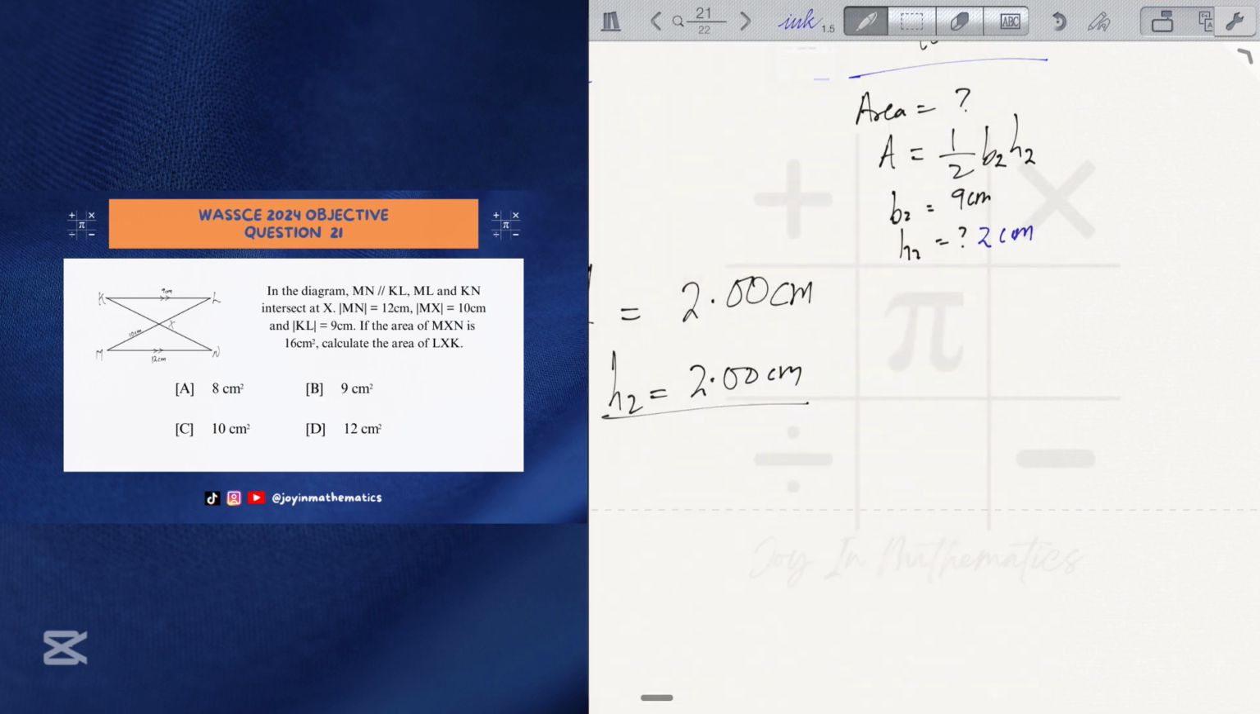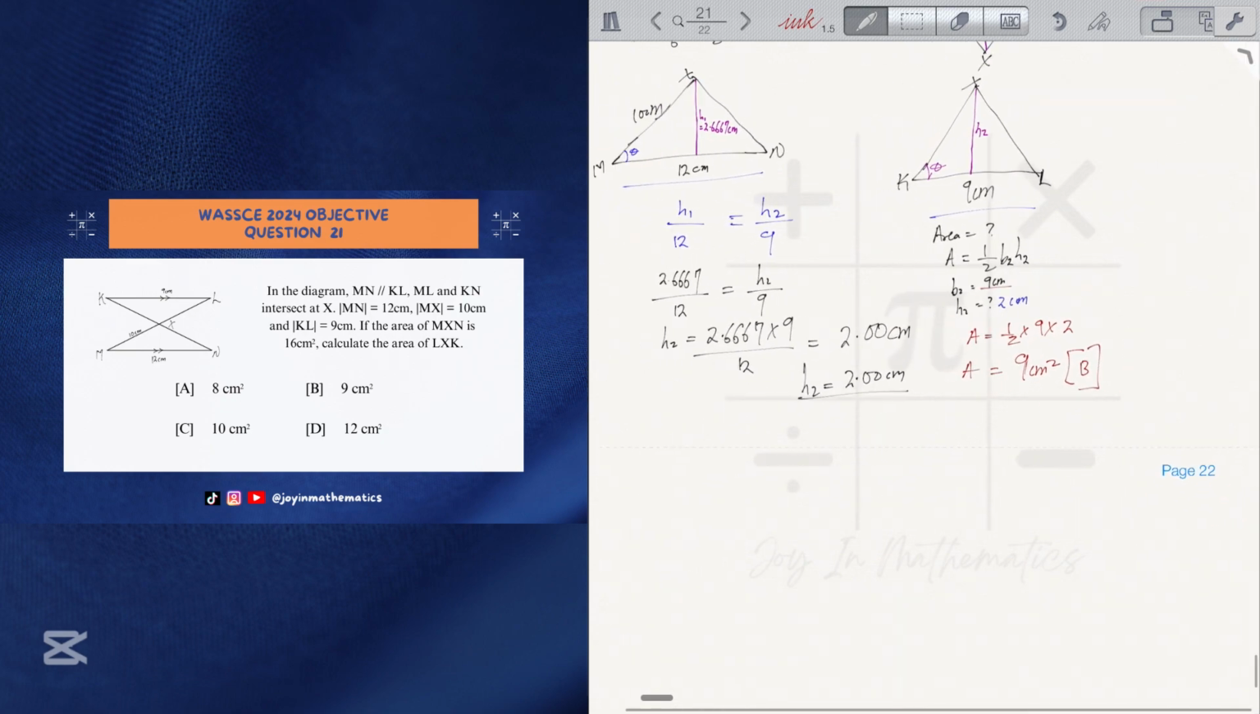So with that, we can evaluate the area of the triangle. Let's use the red ink now. It's half the base, which is 9, times the height, which is 2, and this will simply result in 9 centimeters squared, and this is option B.